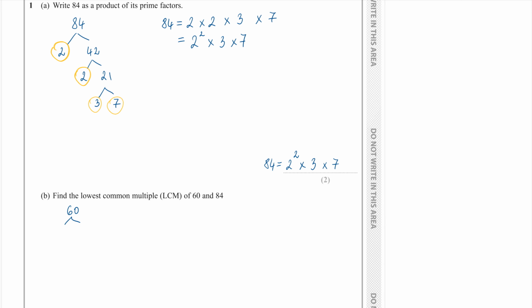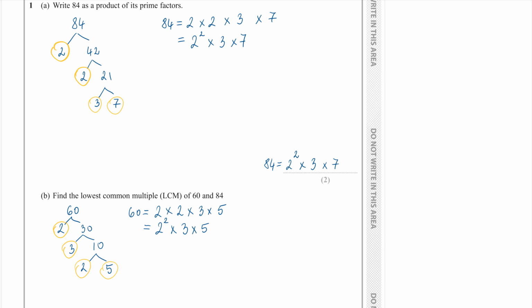The prime factor tree of 60 will become 2, 30. Then 30 will become 3 times 10. 10 will become 2 times 5. The 2, 3, 2 and 5 are prime factors. So 60 is equal to 2 times 2 times 3 times 5, which is 2 squared times 3 times 5.